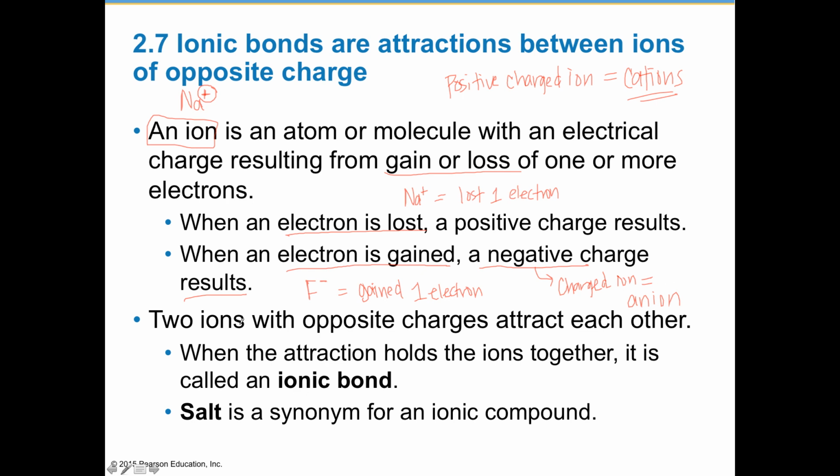So two ions with opposite charges attract each other. When that happens, that forms an ionic bond. So, for example, and it's going to be on the next page as well, sodium ion and a chloride ion will bind together and they will make sodium chloride. This is ionic. This is the cation, and this is called an anion because it's negatively charged. Salt is a synonym for ionic compounds. So most often ionic compounds are salts.